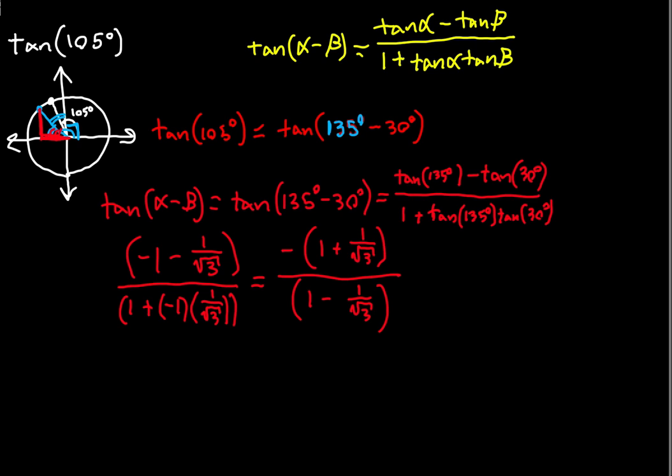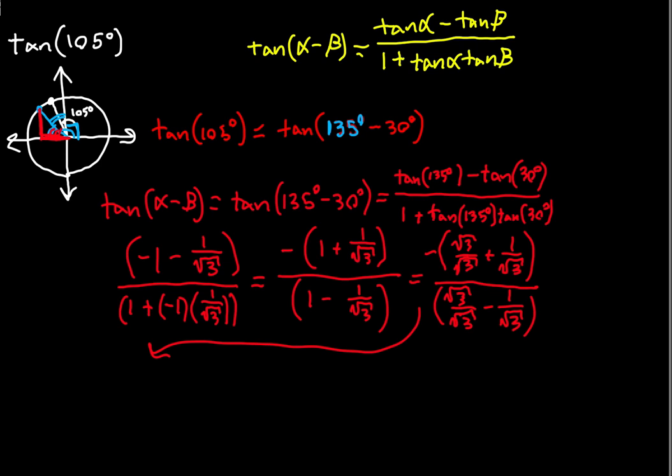So I'm going to try to simplify this a little further, because we know that this is the same as negative square root of 3 over square root of 3, that's 1, plus 1 over square root of 3, divided by square root of 3 over square root of 3 minus 1 over square root of 3. Let's bring that down here. We're going to keep going.